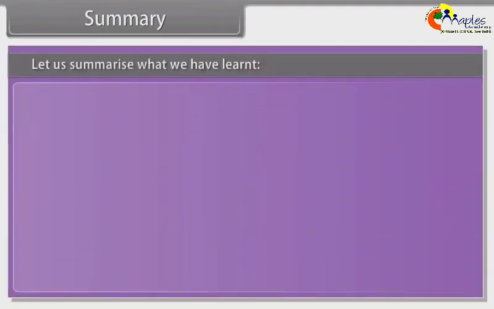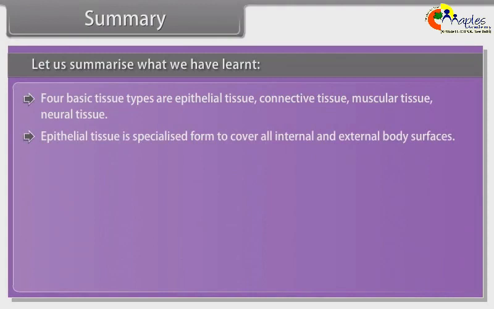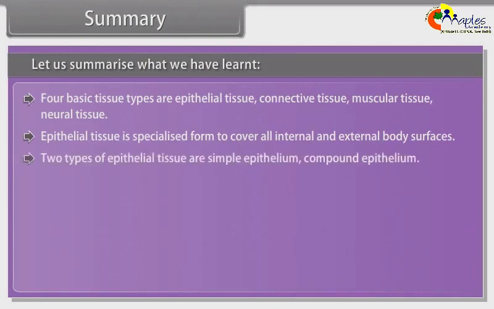Summary. Let us summarize what we have learned. The 4 basic tissue types are epithelial tissue, connective tissue, muscular tissue, and neural tissue. Epithelial tissue is specialized to cover all internal and external body surfaces. 2 types of epithelial tissue are simple epithelium and compound epithelium.